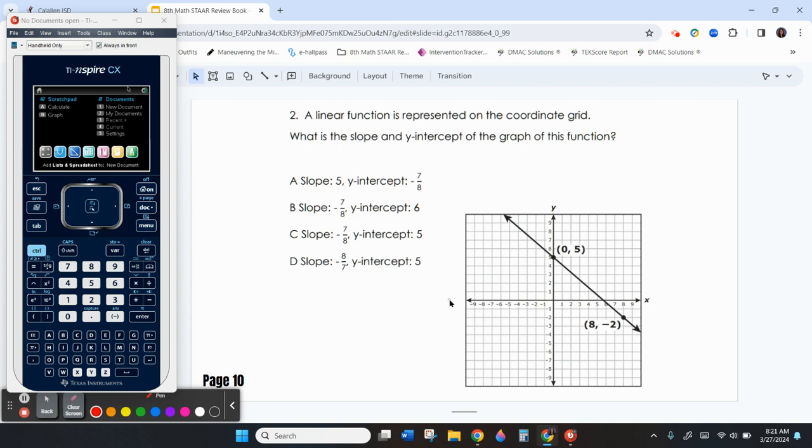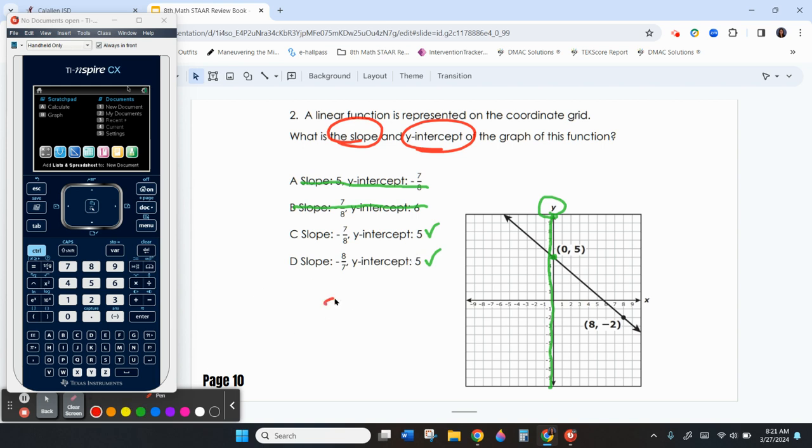Problem 2. A linear function is represented on the coordinate grid. What is the slope and the y-intercept of the graph of this function? We'll go ahead and start with the y-intercept because that one's the easiest to see. If we look at the y-axis, we're trying to figure out where it crosses. It crosses right here at 5. So the y-intercept has to be 5, which means that A and B are both out.